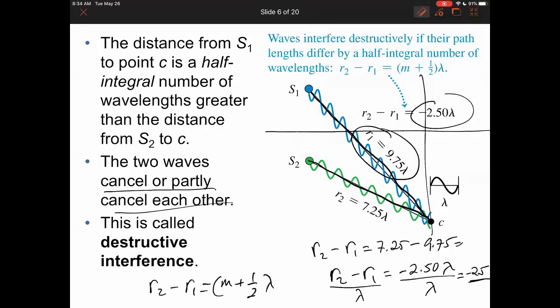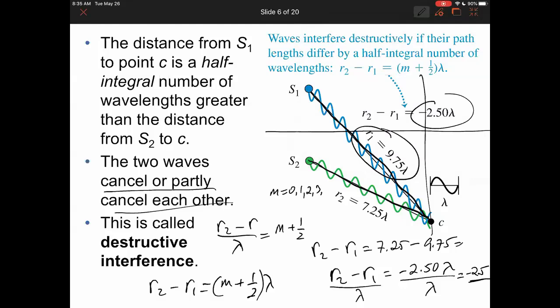This lambda is not in the parentheses. Like this: M plus 1/2 times lambda. Because see what I have here is this. M again is equal to, if you divide R2 minus R1 over lambda, what you get here is M plus 1/2. That means when M here is also 0, 1, 2, 3, the right side is inside the parentheses, right?